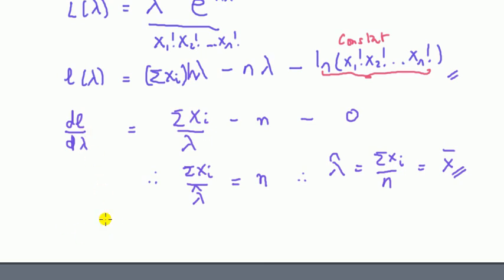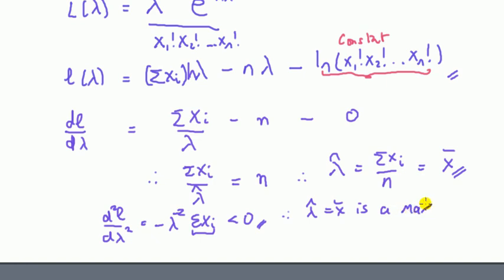To check that it's a maximum, look at the second derivative. You're going to see that it is negative. That's minus sum of xi over lambda squared. That's positive, since lambda is positive, and with the minus sign it's negative. Therefore, indeed, it is a max. And since it's only one turning point and it's a max, it's the global max, so it is the MLE.